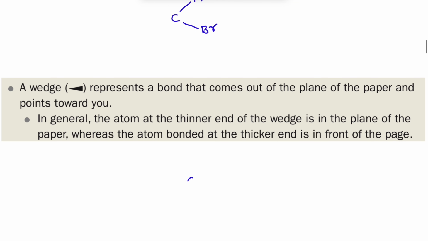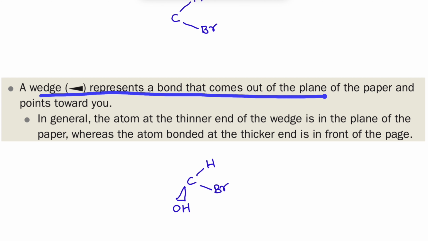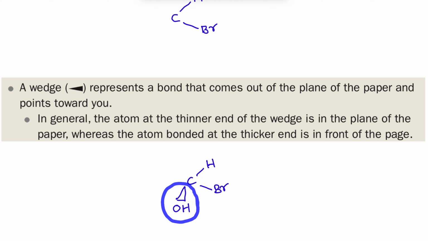For example, same thing I am taking here, we have a hydrogen, this is a bromine, and here I am taking an OH group, and here this is a solid wedge. This represents that this OH group is lying above the plane of the paper. So a wedge represents a bond that comes out of the plane of the paper and points towards you. If you are observing the molecule, this is lying above the plane of the paper, and we can also say this is nearer to the observer.